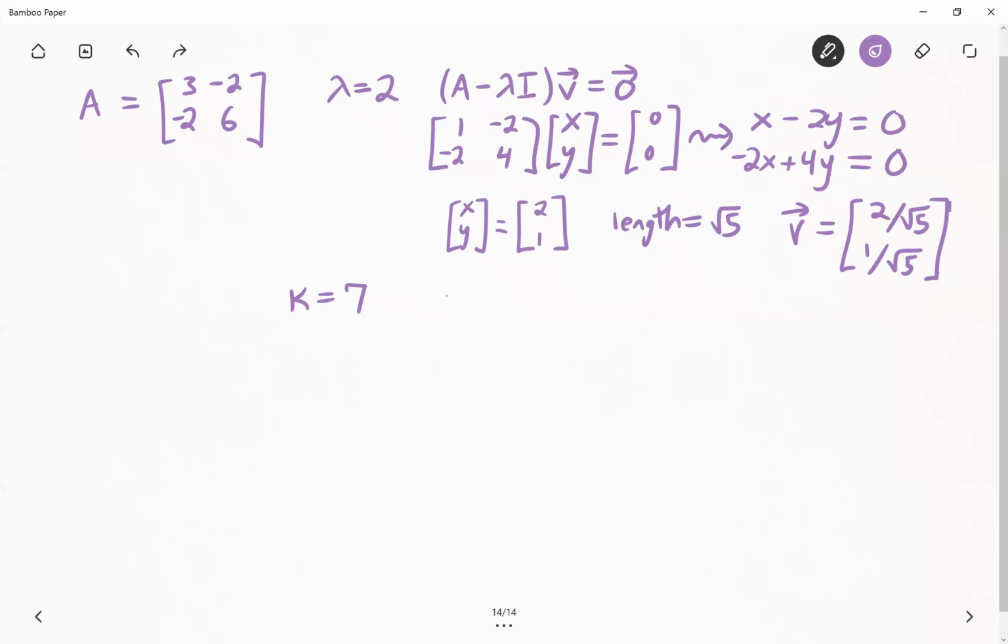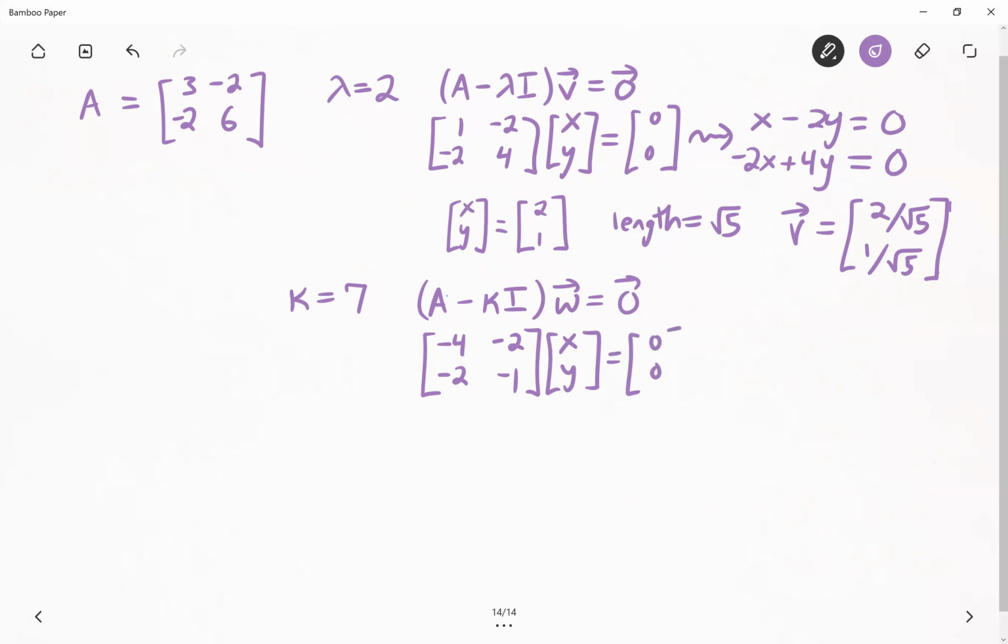Let's do our second eigenvalue, which is kappa equals 7. Now we're solving (A minus kappa times I) times the eigenvector W equals 0. So I'm subtracting 7 from the diagonal entries. We'll get [-4, -2; -2, -1] times [x; y] equals [0; 0]. And so we have the system minus 4x minus 2y equals 0, minus 2x minus y equals 0.